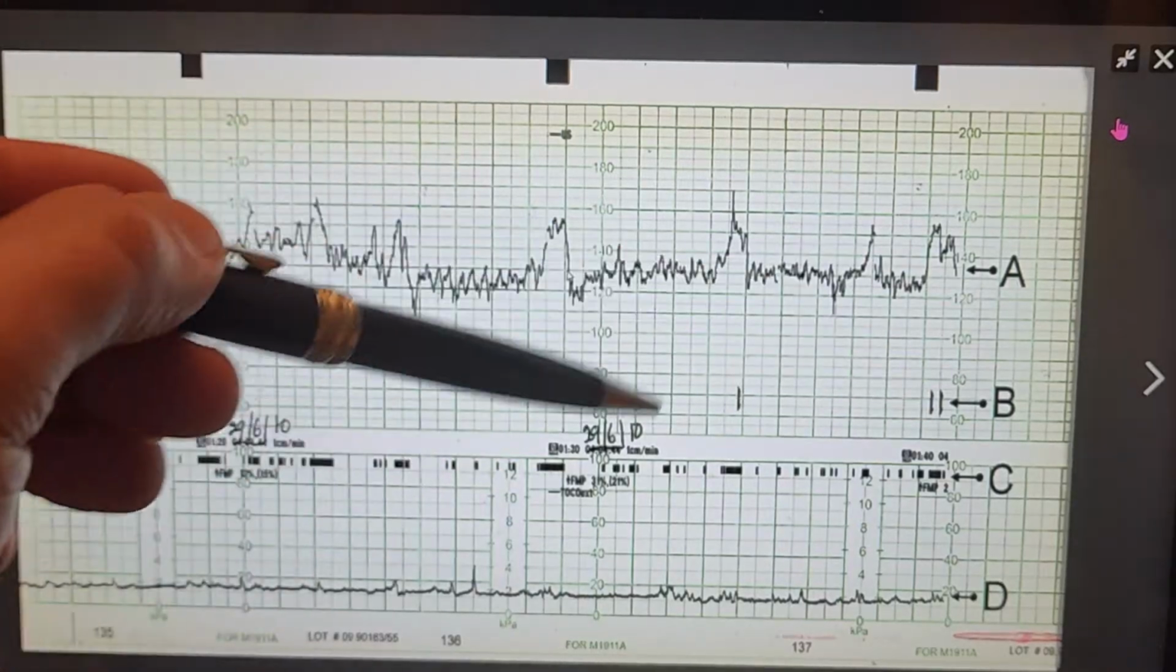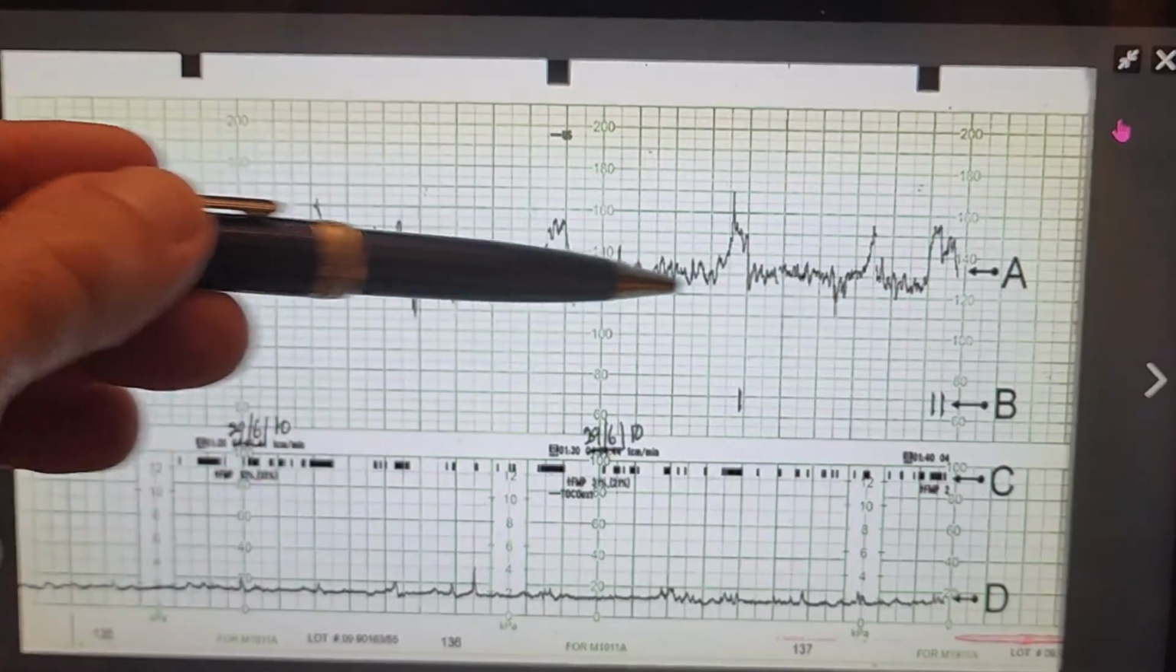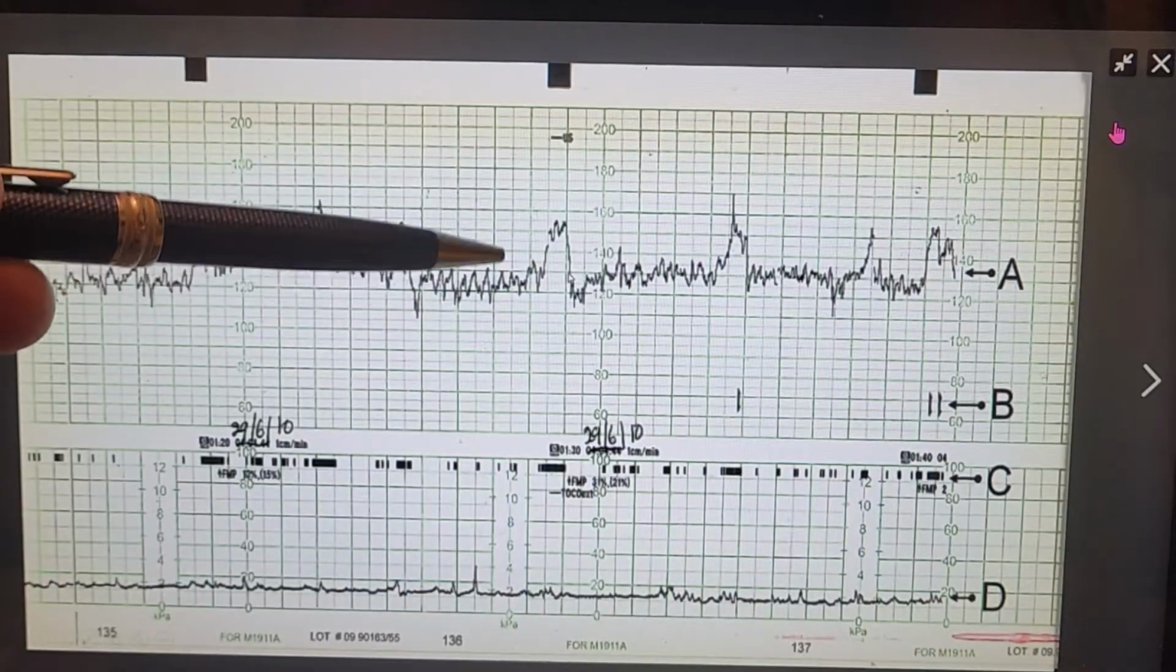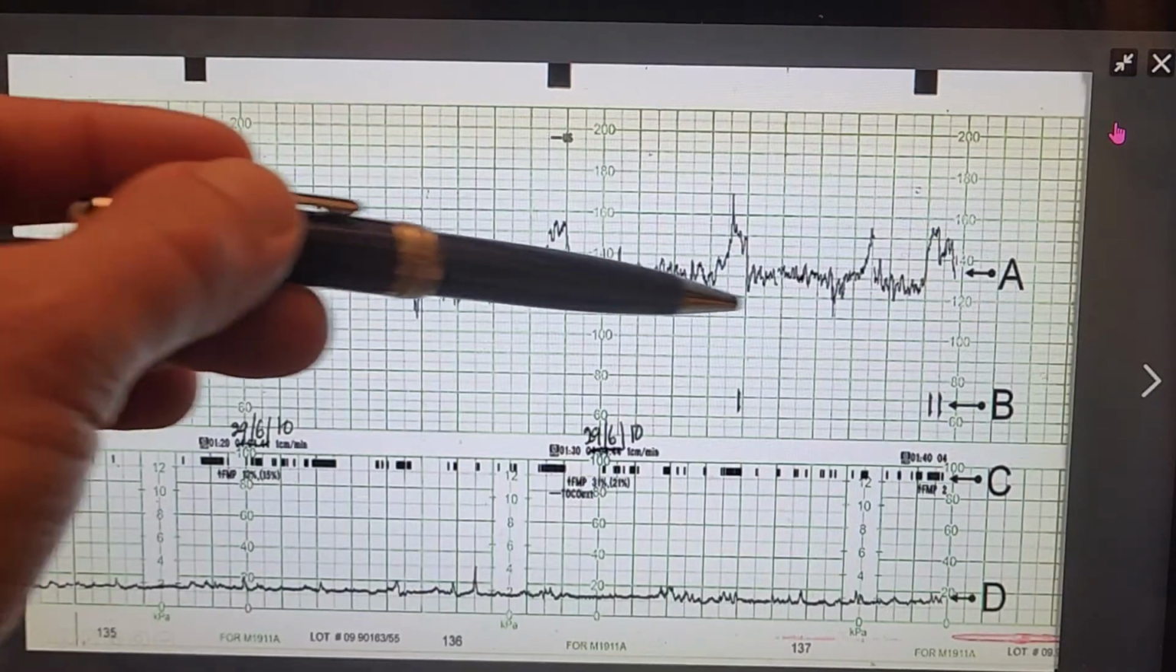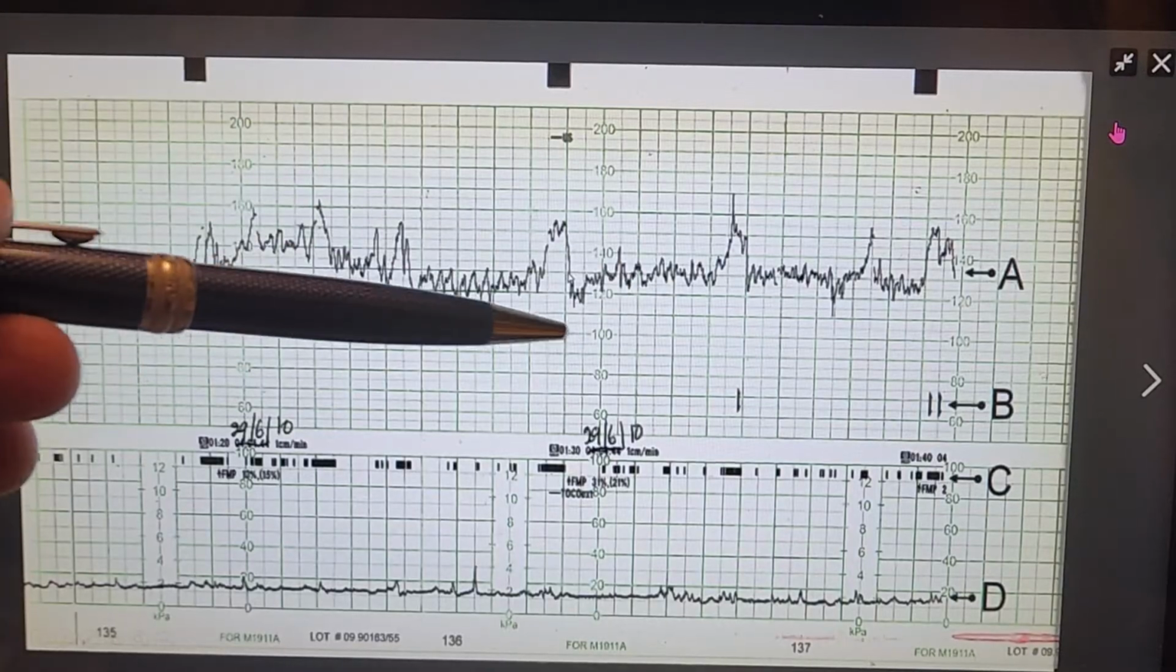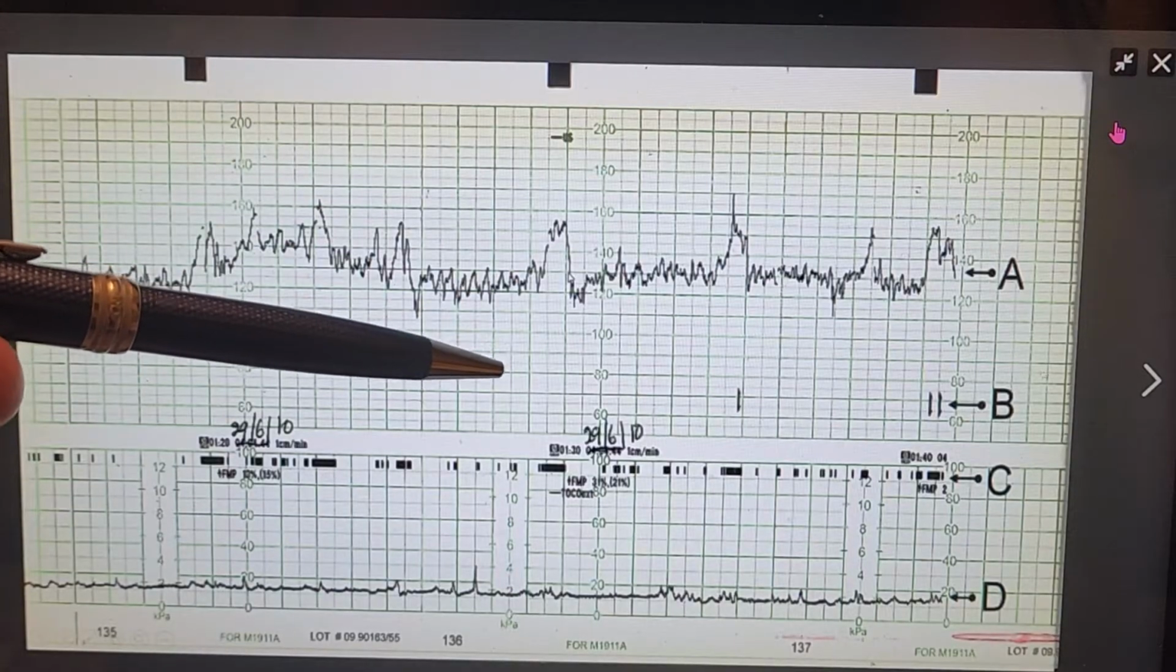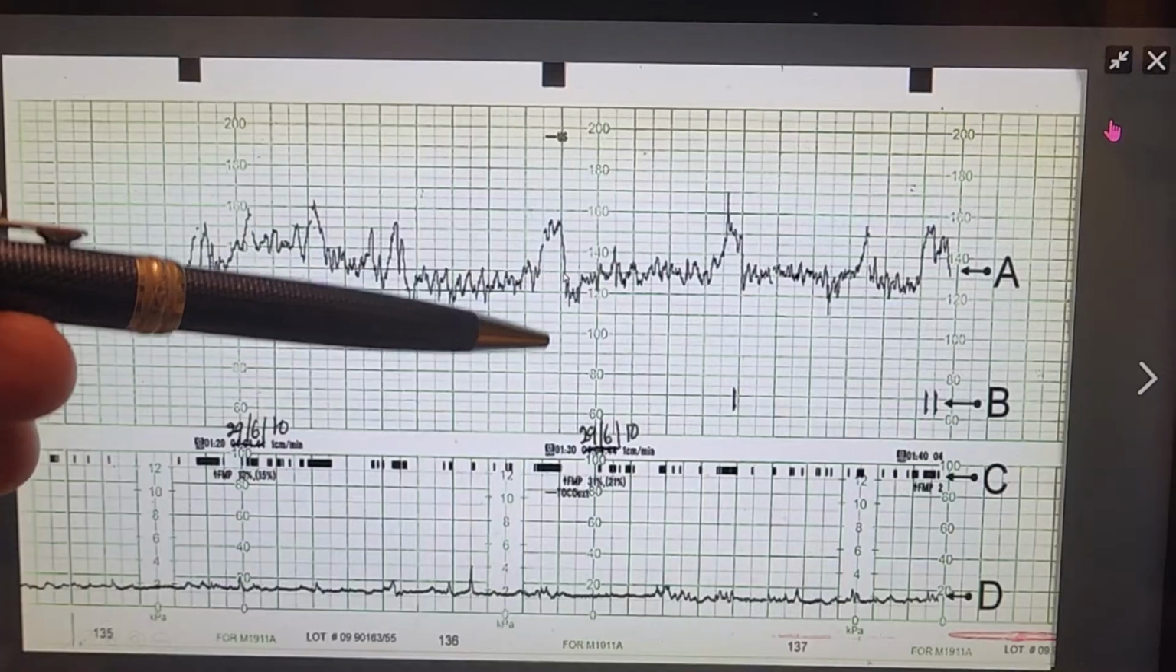and exactly this is what's happening here. So this is basically baseline beat to beat variability, and then we have the accelerations. There is a short-term beat to beat variability, and there is a long-term beat to beat variability.